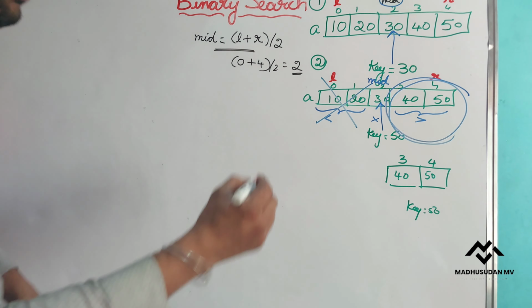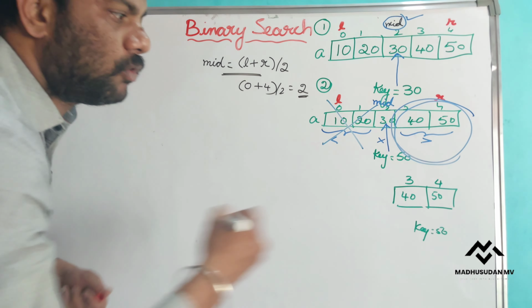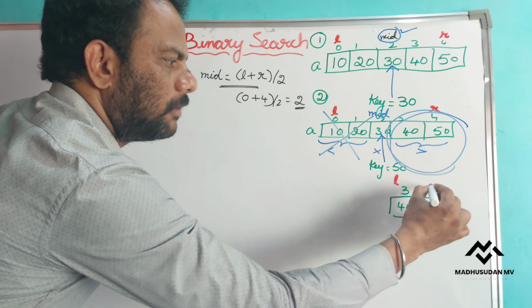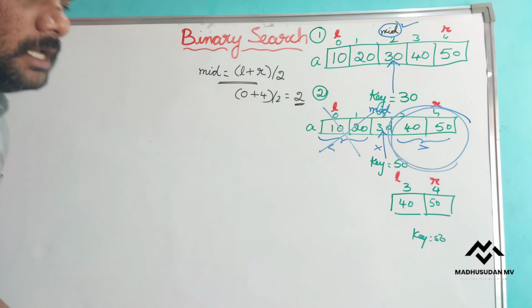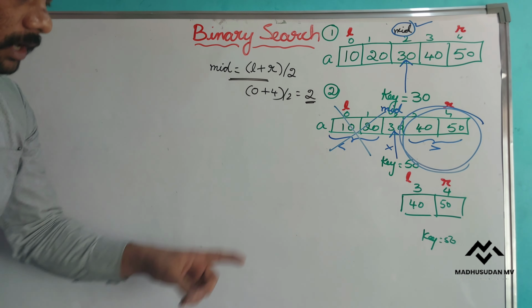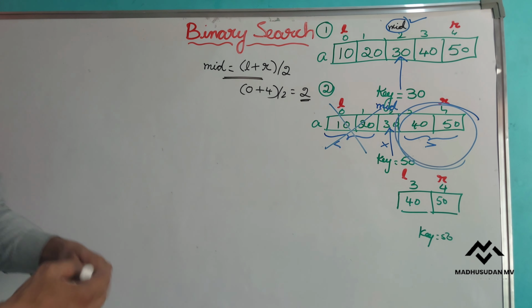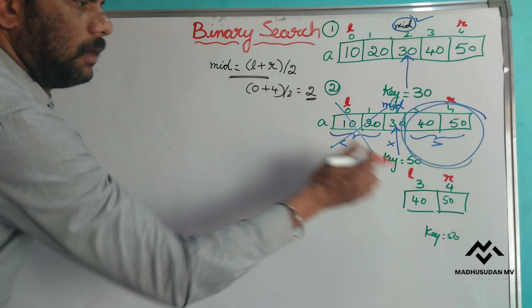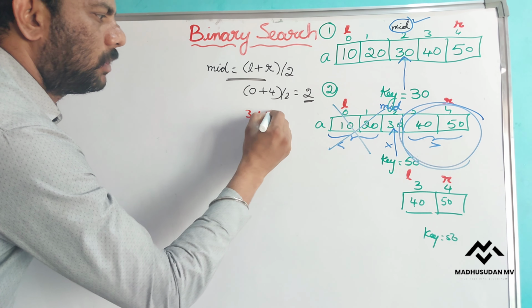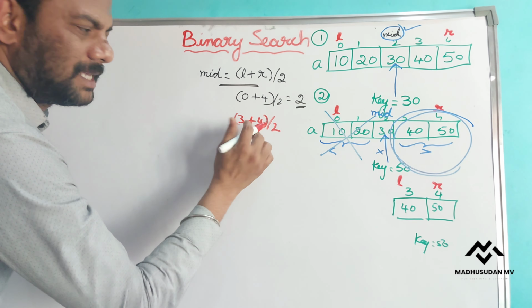So now what I have to do, in this case, is identify the leftmost index, and this is my rightmost index. Now again, what to do? Calculate the mid position among these two. Left is 3, right index is 4, so (3 + 4) divided by 2 is 7 by 2.